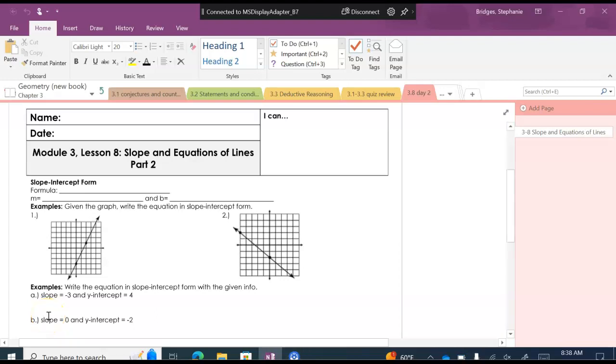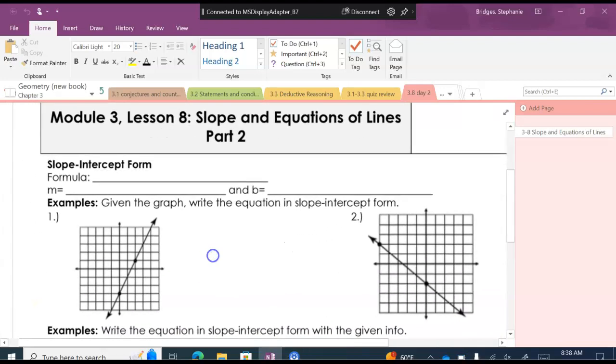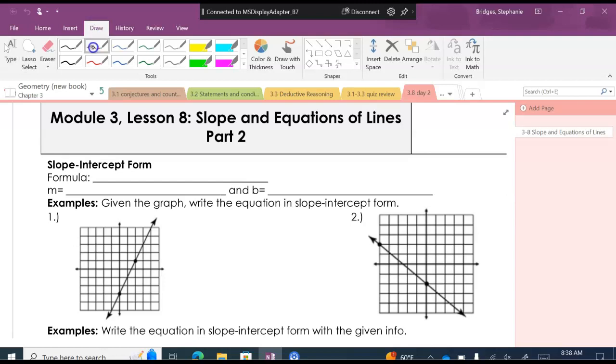All right, so we're going to talk about writing equations today, and we're going to use two different formulas. We're going to use slope-intercept form, and we're going to use point-slope form. Does anybody remember slope-intercept form? Y equals, there you go, y equals mx plus b. That's what we should fill in that first blank.